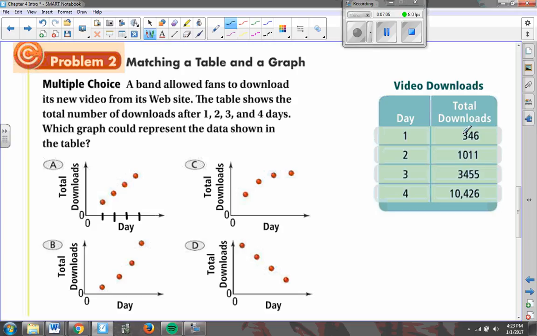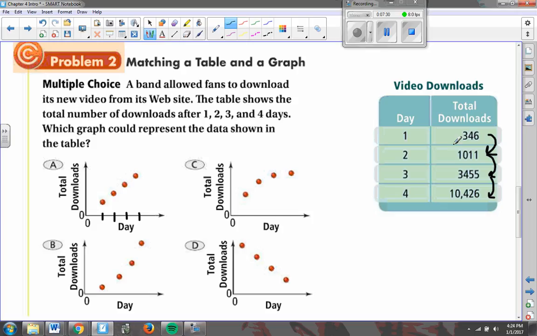Obviously at day 1 we have 346 total downloads. Then at day 2 we jump up to 1,011. Then we jump up to 3,455. Then we jump up to 10,426. So what we have to do is analyze what's happening with those numbers of downloads so we can see how high these red dots should be in my graph.